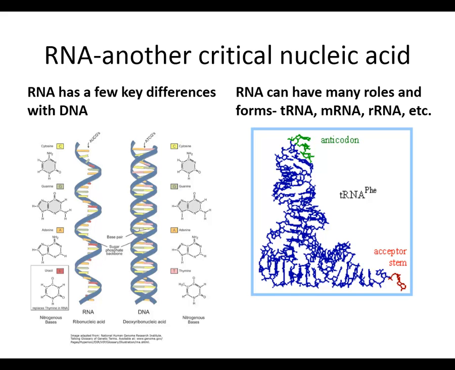RNA is another critical nucleic acid, and we'll talk a lot more about RNA again in Chapter 8. Again, it has a few key differences. DNA is a double helix. RNA is generally single-stranded. DNA has one job, and that's to store information. RNA has many jobs, many roles, and many forms. There's more than one kind of RNA. There's tRNA. Who knows what that is?